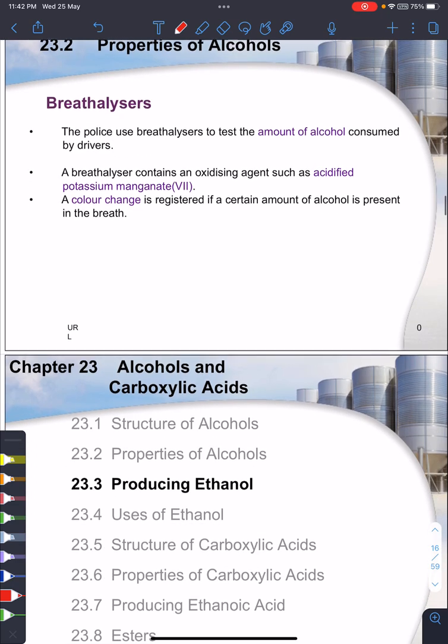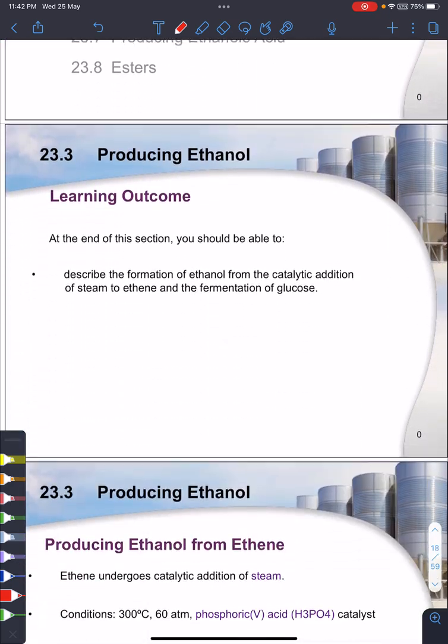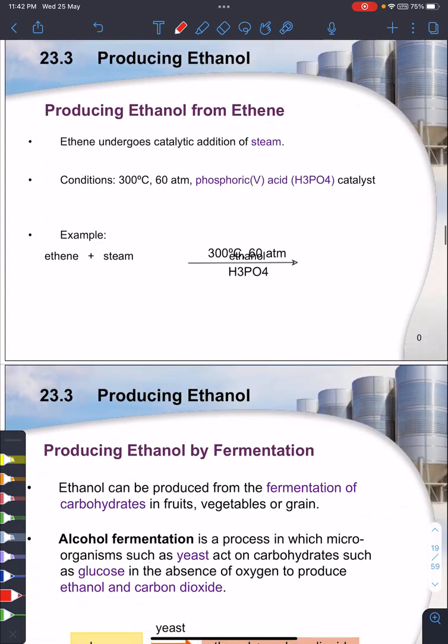Okay, next we have, how do we make ethanol? It means the one that people drink. So we're going to learn it. Of course, we're not going to do it in the lab. That is a bit no. Okay, so how do we produce ethanol?